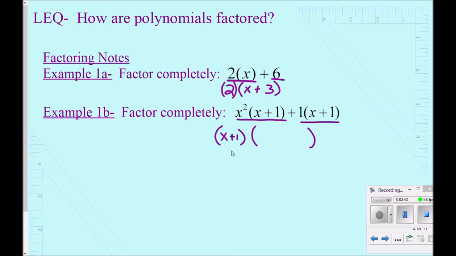x plus 1 times what gives me x squared times the quantity x plus 1? Well, it's going to be times x squared. Then there's a plus sign. Now x plus 1 is factored out. x plus 1, the quantity, gets multiplied by what to give me 1 times the quantity x plus 1? It gets multiplied by 1. So now I'm checking this x squared plus 1 to see if it factors. It's a sum of squares. There's no such thing as factoring a sum of squares. Therefore, that's my answer. The quantity x plus 1 times the quantity x squared plus 1 is the same as the factored form of the original.